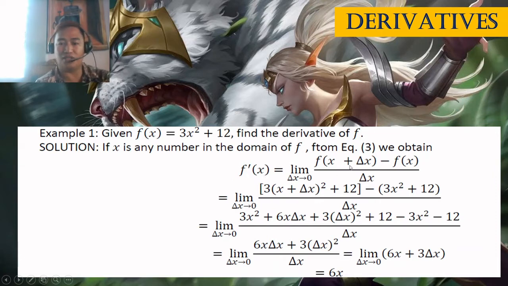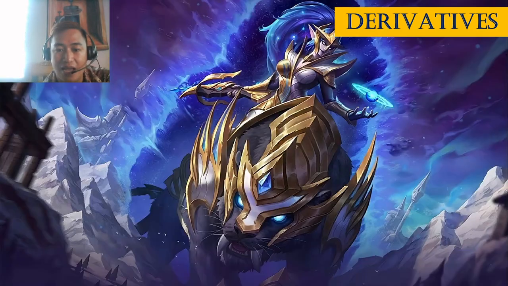Okay, now, i-substitute nato ang x plus delta x diri sa f. So, this is 3 times x plus delta x squared plus 12, minus f of x, which is 3x squared plus 12. Okay, we solve. Atong i-square, x squared times 3, so 3x squared. Ang middle term is 2x delta x.